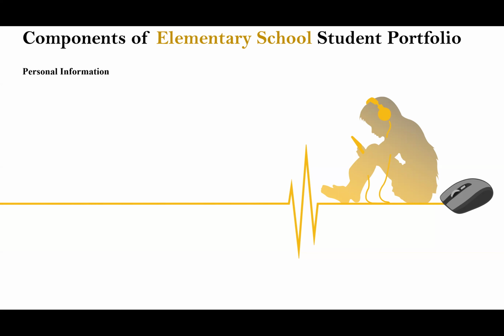The first key component of the student portfolio for an elementary school student will include the personal information, which constitutes the student's name, the age, grade, photo, and a brief introduction about their interests, hobbies, strengths, and goals. This gives context to the portfolio and makes it personal. The second component is students' work samples.